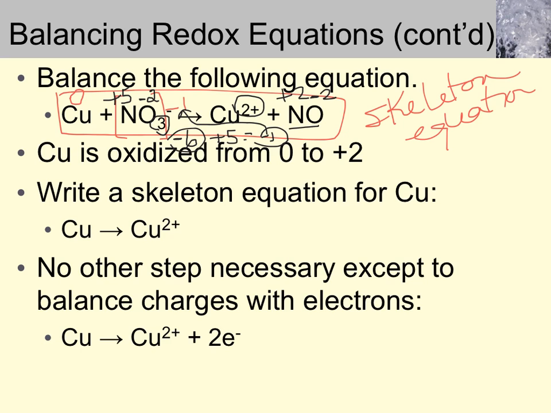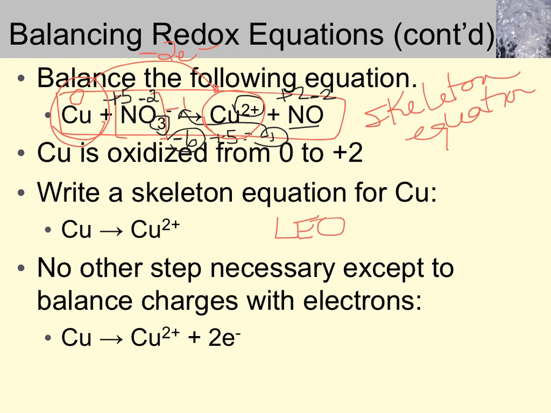Good deal. Now we have to identify what has been oxidized and what's been reduced. Copper has gone from an oxidation state of 0 to +2. It's done that by losing 2 electrons. What does it mean to lose electrons? It means you've been oxidized, Leo.